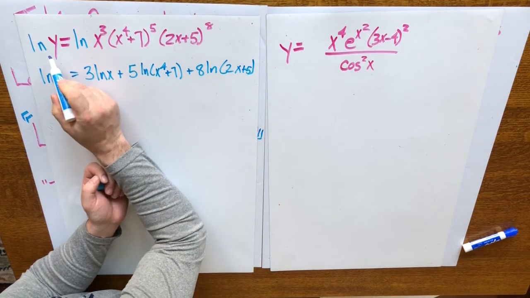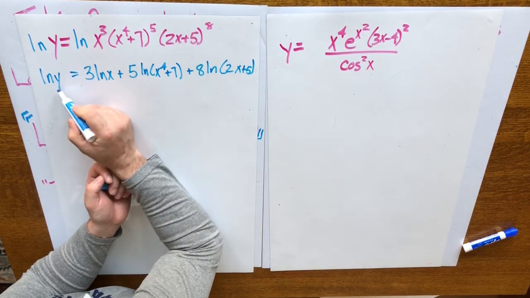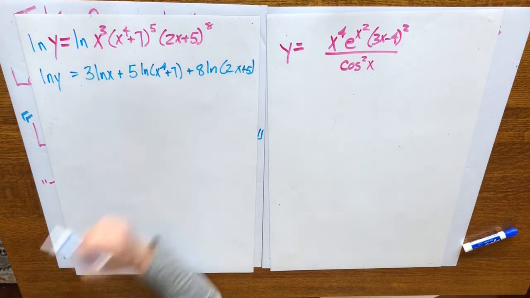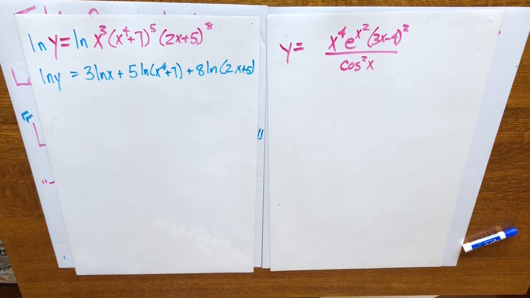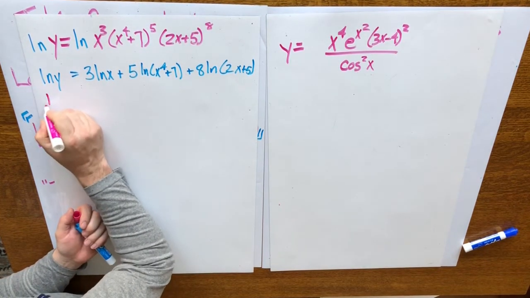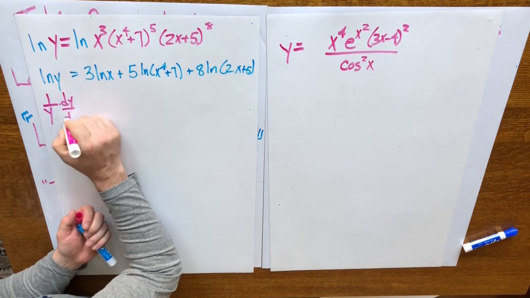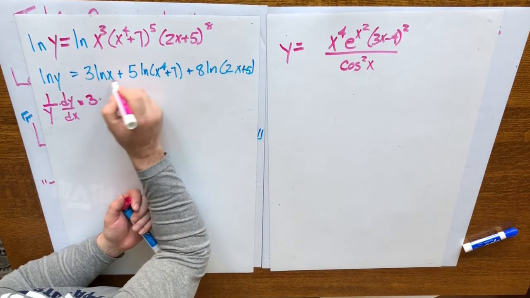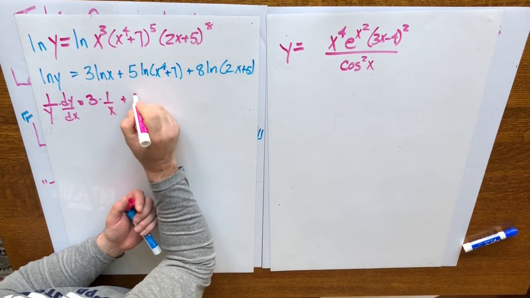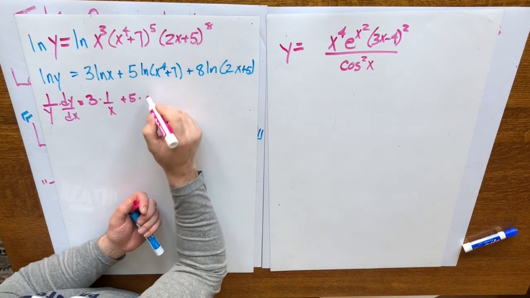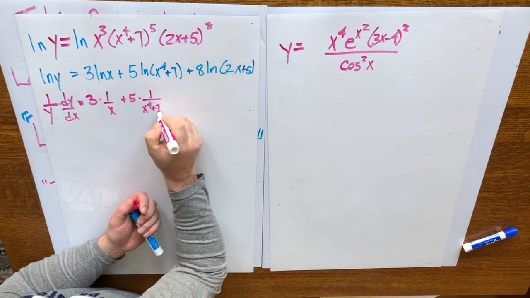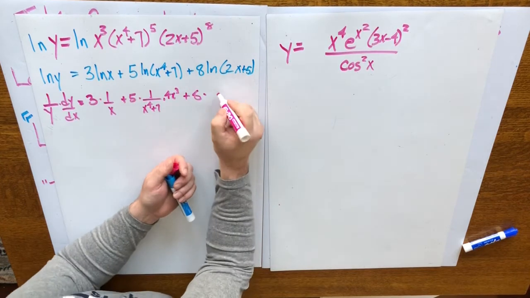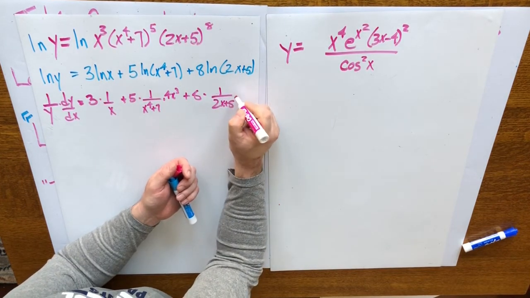Bad news is we took an explicit function and changed it into an implicit one. The good news is this difficult product is now a sum and difference. So as we take the derivative of this expression, it will look like this. The ln of y becomes 1 over y times the derivative of the argument, dy over dx, equals, and all of these are easy to take the derivative of now. 3 times the derivative of ln x, 1 over x, plus 5 times the derivative of ln of x to the 4th plus 7, 1 over x to the 4th plus 7 times 4x cubed, plus 8 times 1 over 2x plus 5 times 2.